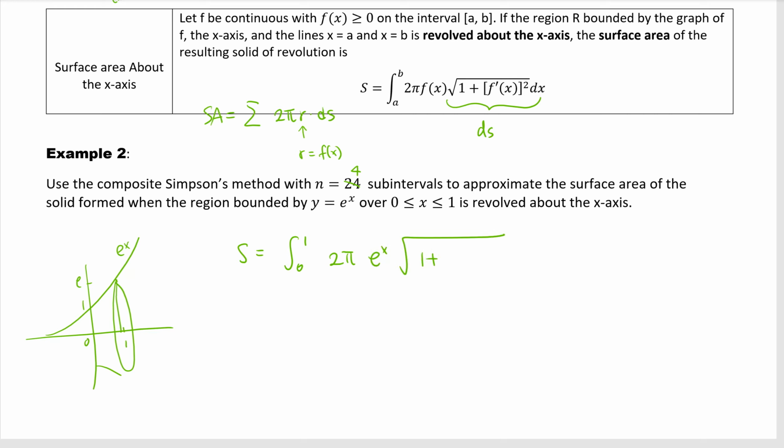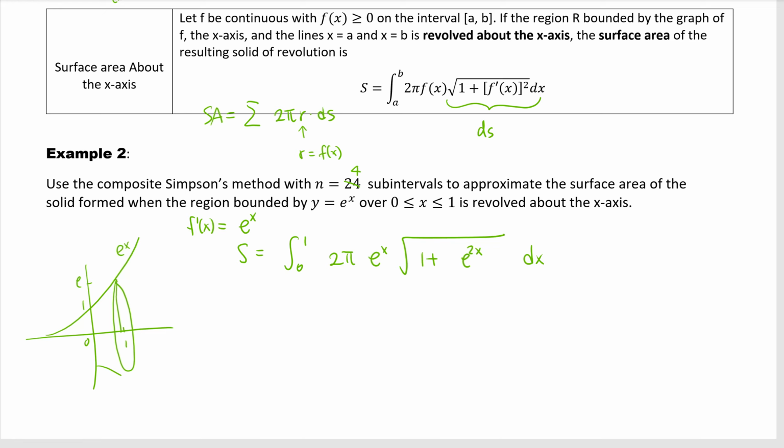Square root of 1 plus, well, you know what? The derivative of e to the x is also e to the x. So even though I put e to the x here, what I mean is actually the derivative. In general, the derivative of a function is not the function itself, so e to the x is just a special case. I want to emphasize that because I don't want you to plug in f there. This is actually f prime. And e to the x squared is e to the 2x dx. So far, so good, everybody? This is the integral that we want to calculate.